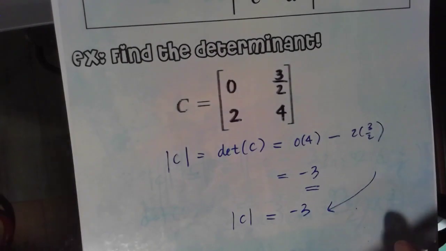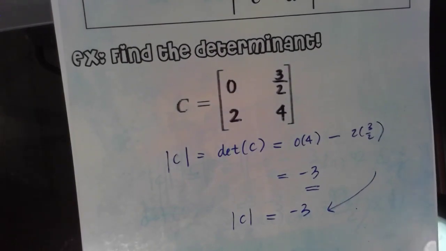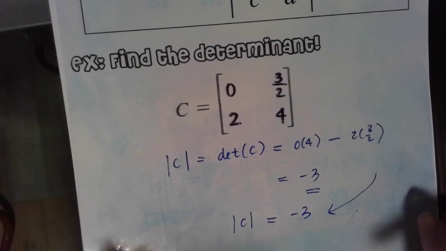All right, we're going to move on to part 2. That was quick, huh? Now we're going to find the determinant of a 3 by 3. That gets a little bit trickier, so make sure you watch out for the next video.